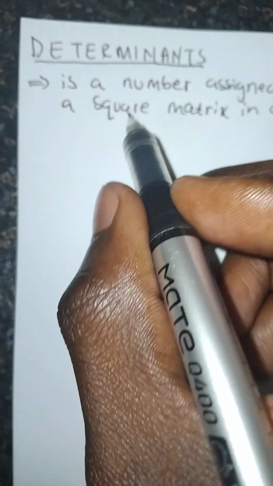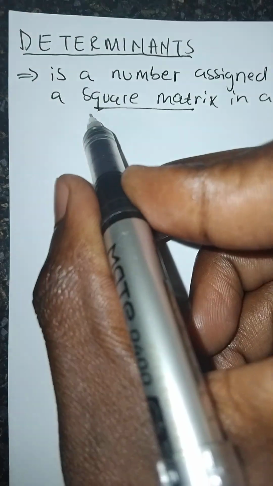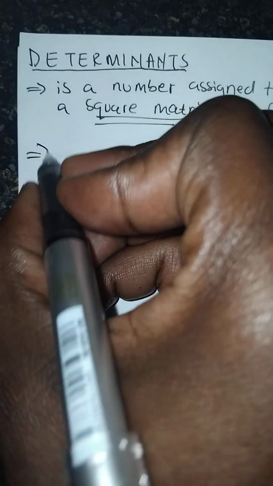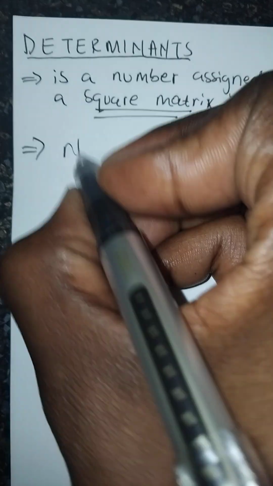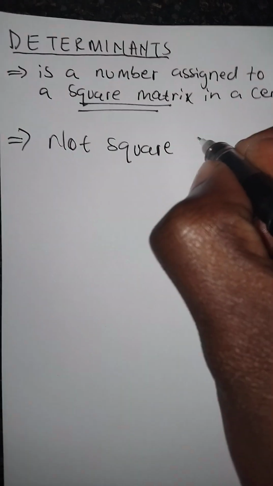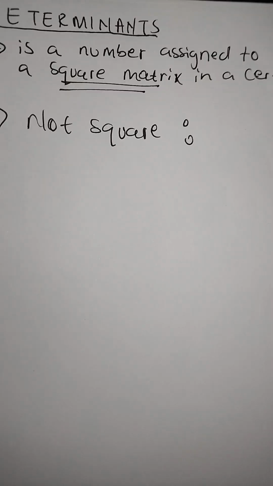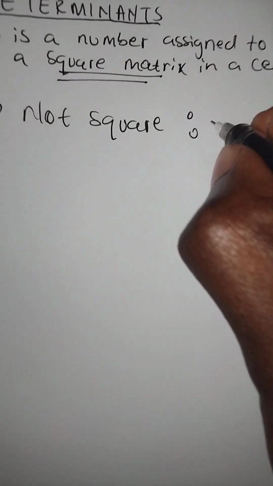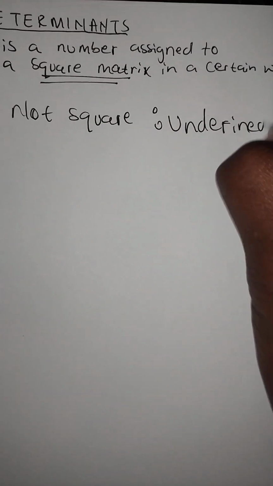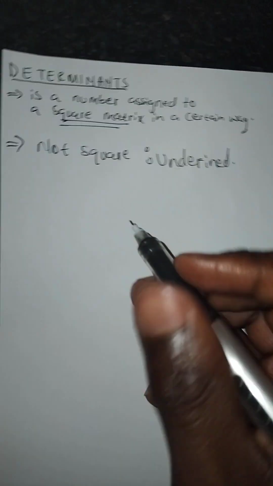Okay. So after I read that definition, the first thing that comes to my mind is the square matrix. So what if you are dealing with a matrix that is not square? If it's not a square matrix, do we still have the determinant? The answer is no. The determinant will be undefined if it's not a square matrix. So determinants are only possible for square matrices.